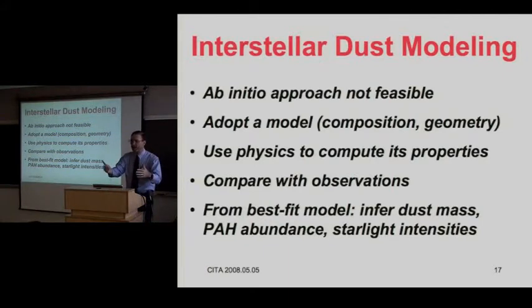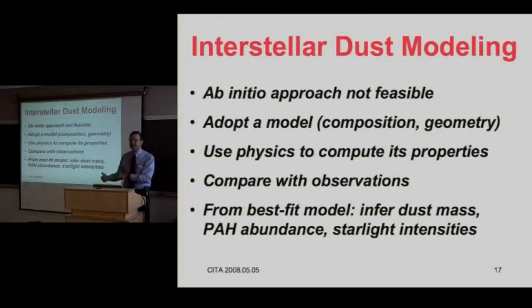If I illuminate them with starlight, how will they be heated by that starlight? How will they radiate in the infrared? I'll be able to calculate properties of the dust model, but I'll need to make some assumptions about what that model is. And of course, the game is to then calculate everything you can that's observable, and compare with observations.